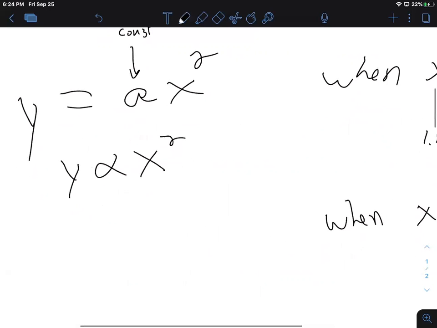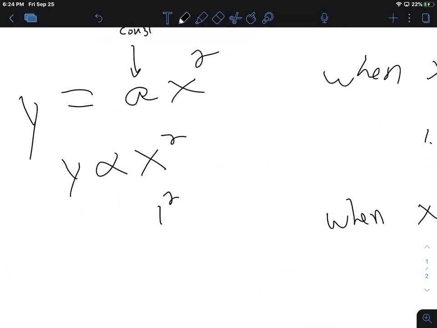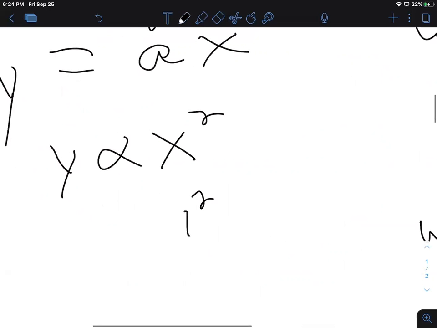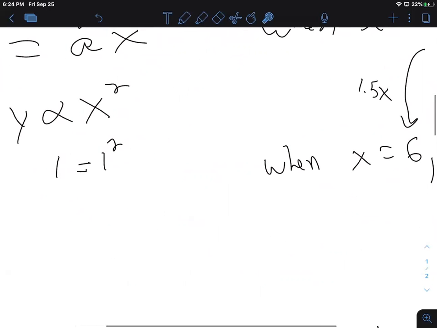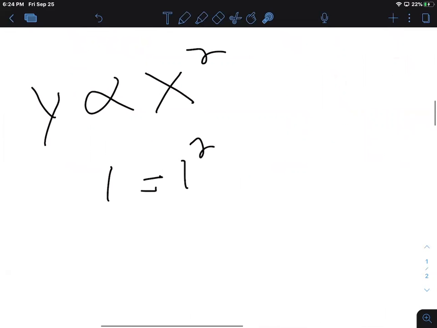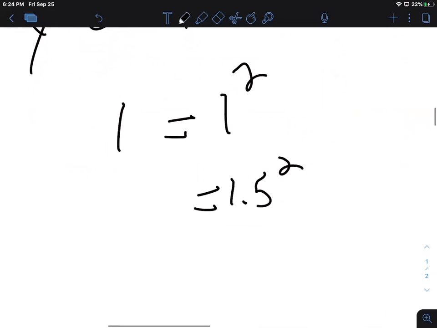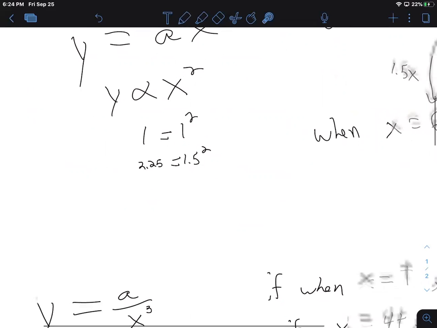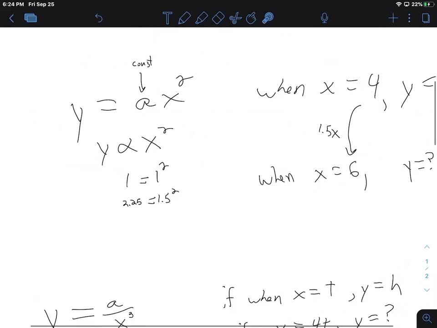Here's what I like to do. I like to think, I'm just going to make everything 1. And this is an old physics joke. Let the speed of light equal 1. And I'm just going to say 1 squared. Well, that's 1. So when x is 1, y is 1. Great. What about when x is 1.5, which is 1.5 times 1? Well, 1.5 squared. Oh God, we need a calculator for this. That's 2.25. So when I made x 1.5 times its original value, y became 2.25 times its original value.